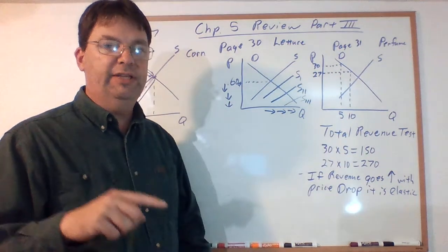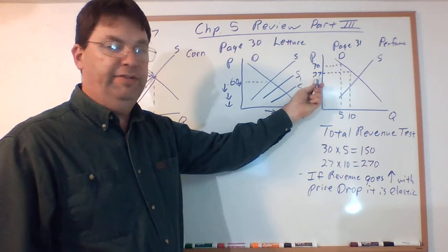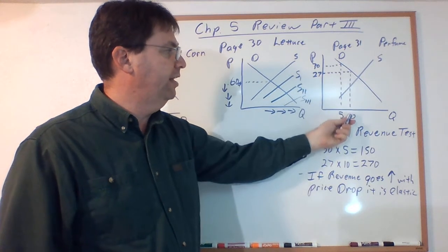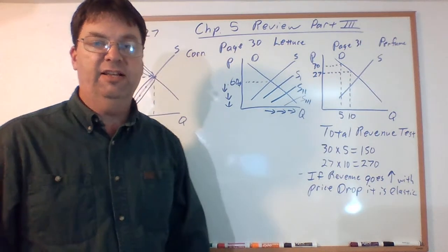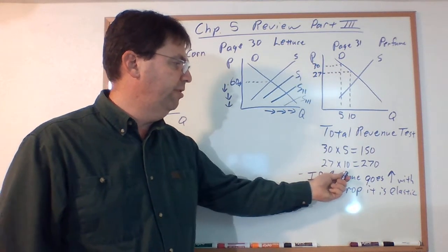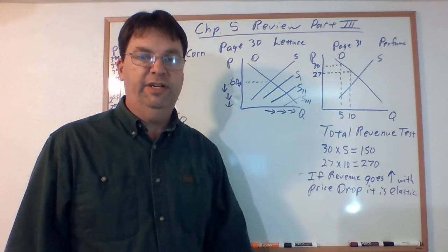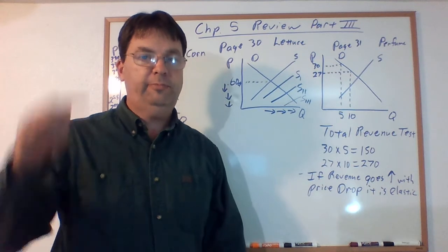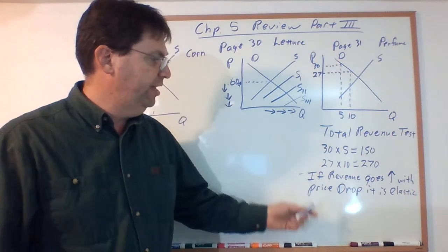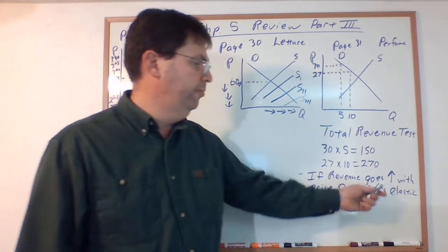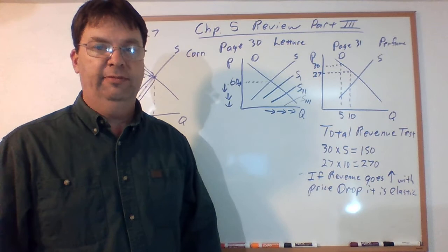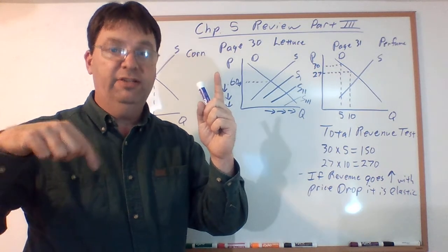You want to pick another point that's lower. 27. All right. At 27, I go over here and I hit the demand curve and I come down and it tells me at 27 I'm going to sell 10 of these. So I do the same math. 27 for my price, 10 for my quantity. That's going to give me $270. I have made more. I have lowered the price and I have made more money. What that means, you need to understand, is if the revenue goes up with a price drop, it is elastic. Okay? If I make more money when I drop the price, it is elastic.